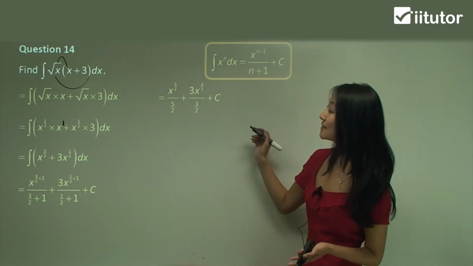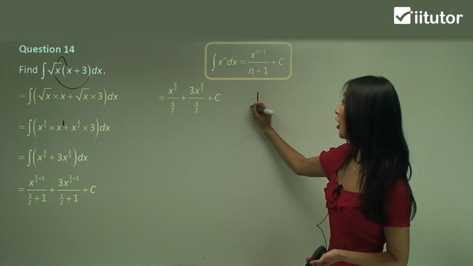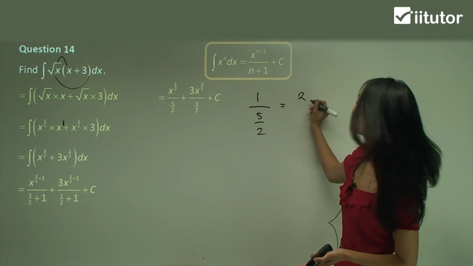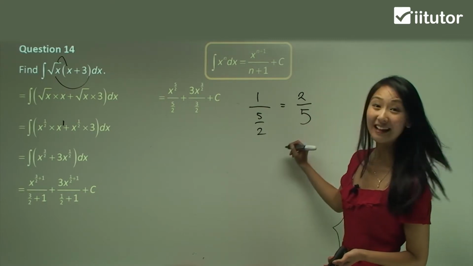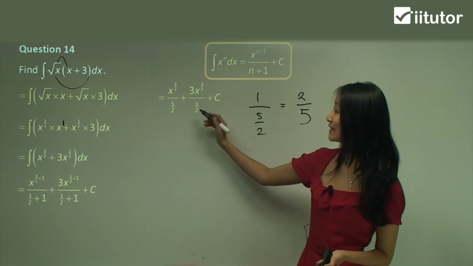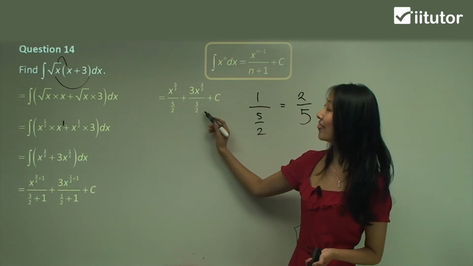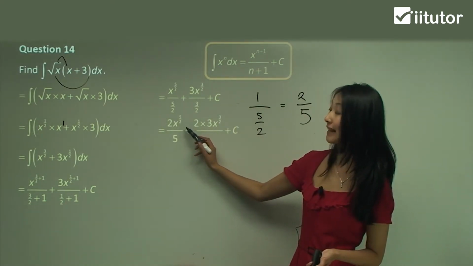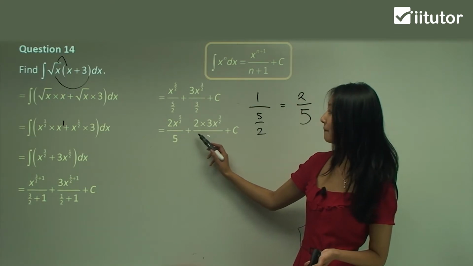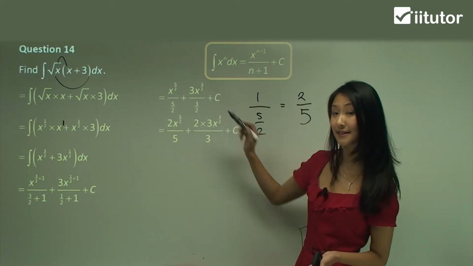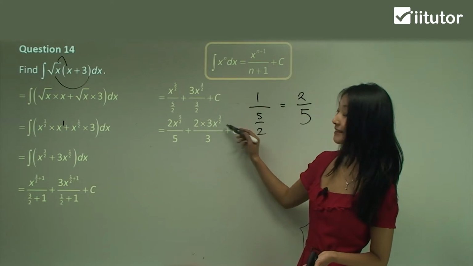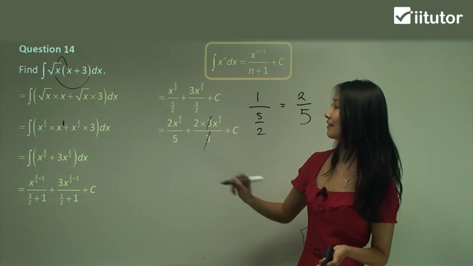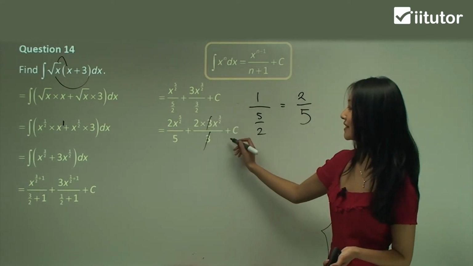And remember how I was saying before, if you have 1 on 5 on 2, what does that become? Exactly, it should become 2 on 5, like that. So you can see this will become 2 on 5, and this will become 2 on 3. So you can see we have 2x power 5 on 2 on 5, plus 2 times 3 on 3, x to the power 3 on 2 plus c. And you can see that 3 and that 3 should cancel, and that should leave us with this.